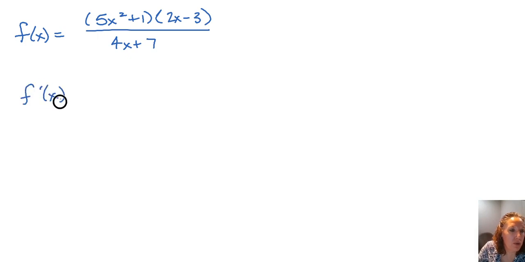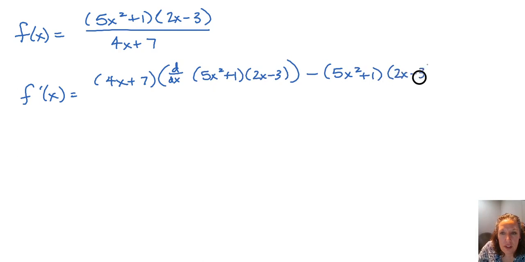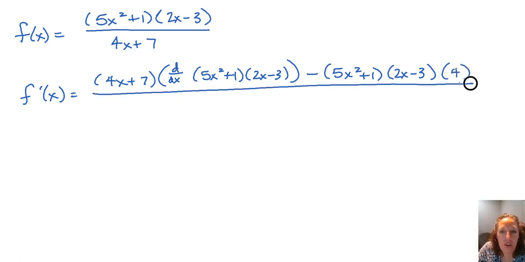So our quotient rule, remember, is the bottom times the derivative of the top, and I'm going to just leave this as the derivative of the top, minus the top times the derivative of the bottom, so 4x plus 7, that derivative is just a 4, all over the bottom squared. So we haven't done all of our derivatives yet.